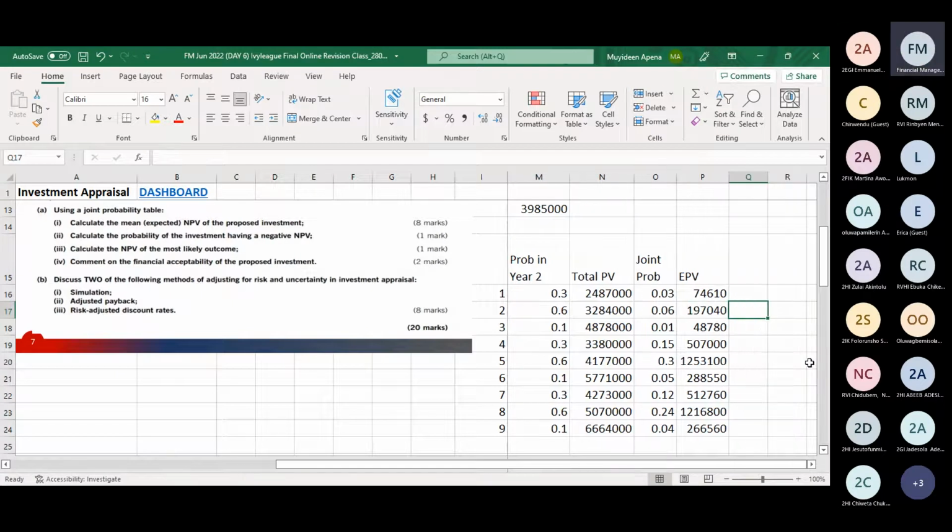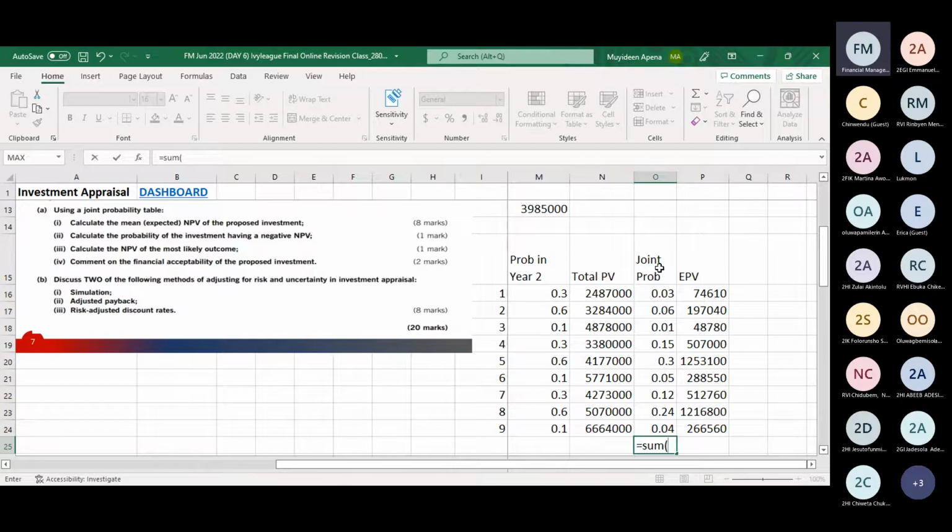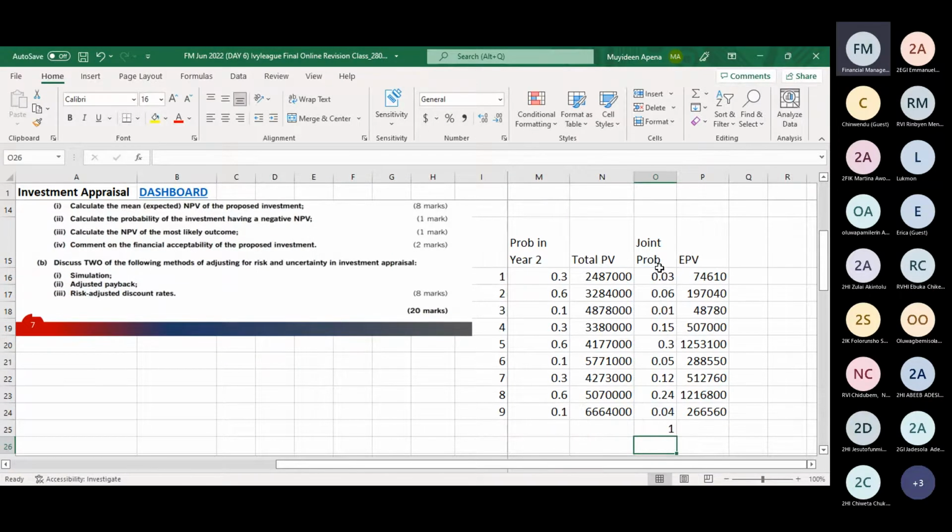All your probabilities, the sum of all your probabilities must be equal to 1. Let's sum this. If you don't multiply, it will not be equal to 1. Look at it. I sum everything now. Can you see that it is equal to 1? It has to be equal to 1. Okay. So now we have gotten the expected present value.